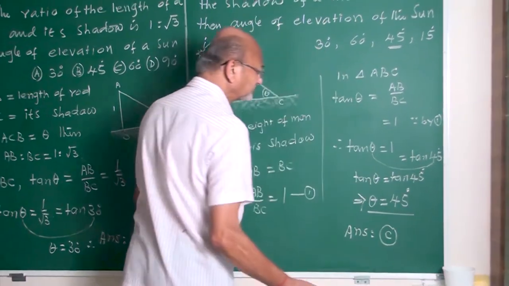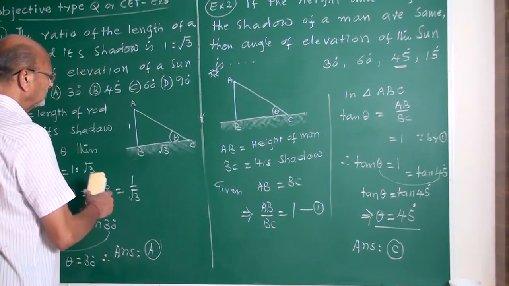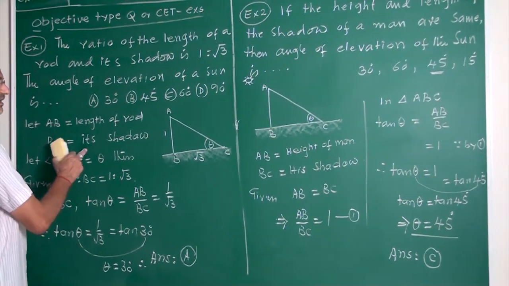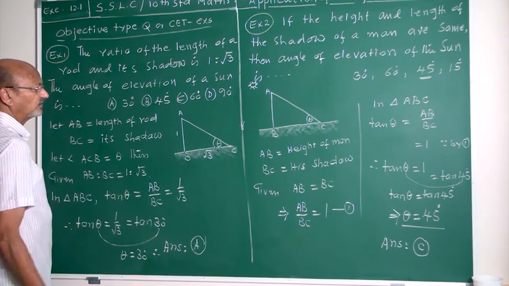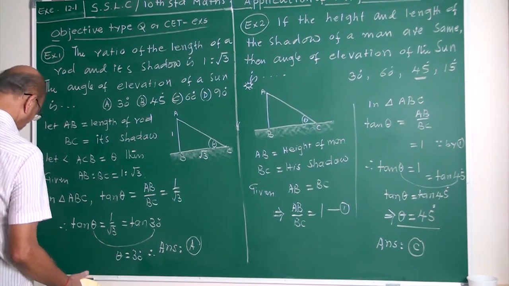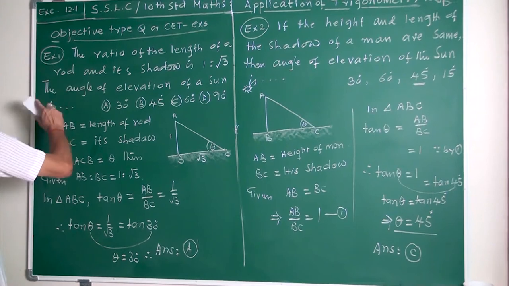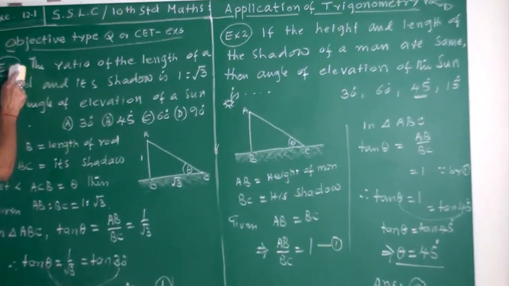Option C. Same as previous. In the previous case, it was 1 is to root 3, but in this case, it is 1 is to 1. Yes, my friends. Next question.